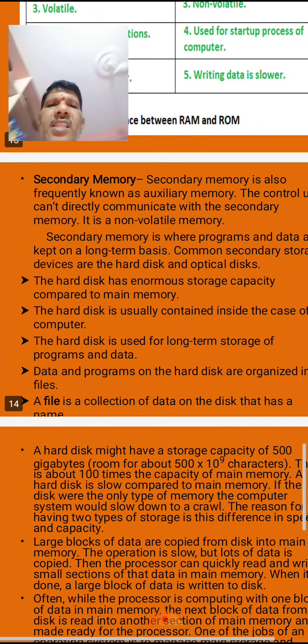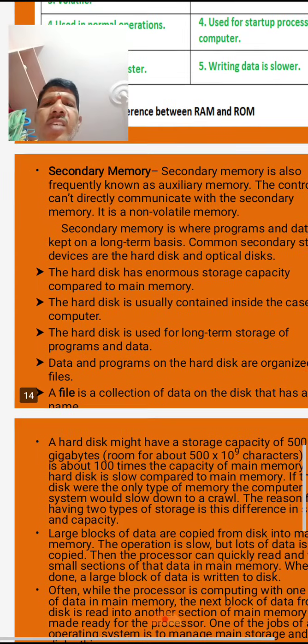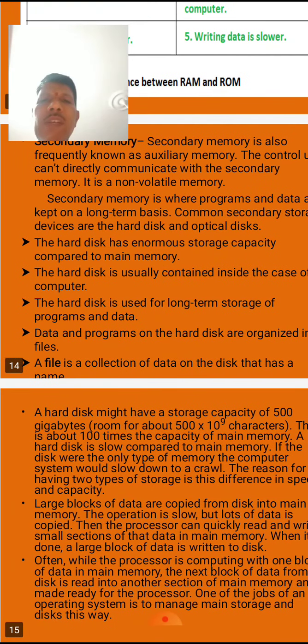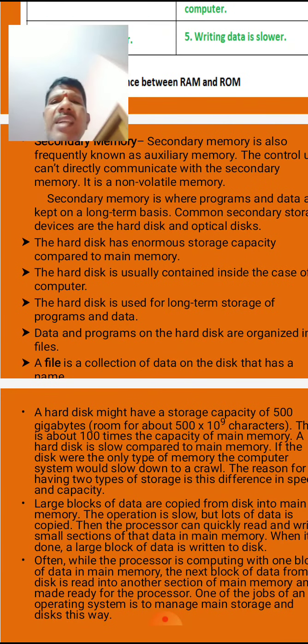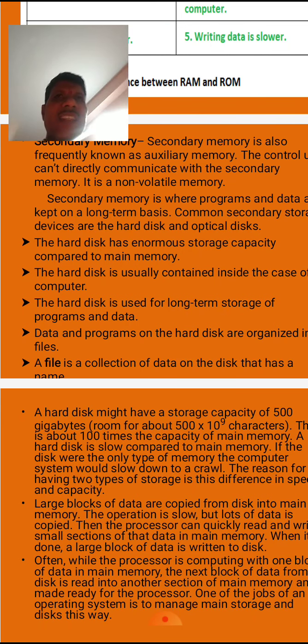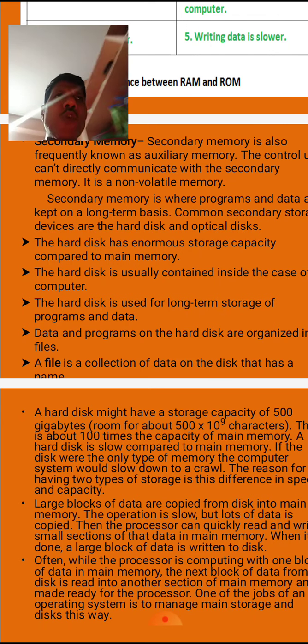Data and programs on the hard disk are organized into files. A file is a collection of data on the disk that has a name. Here, the hard disk contains the data in the form of files. A file is nothing but data having some name which is stored on the disk.